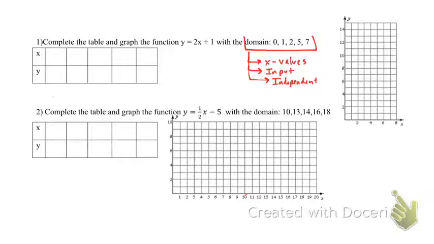So essentially, because we have the domain, we have half our table done already. We have our x values. So I'm going to just copy these x values into my x table here. So 0, 1, 2, 5, 7. See how beautiful that is?